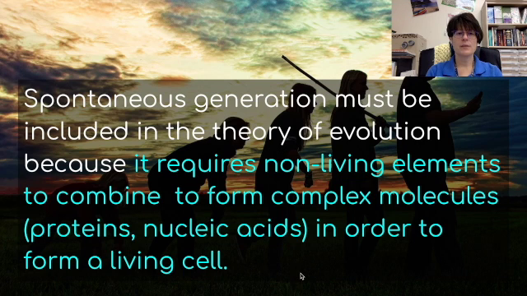Now, one thing that we need to know is that spontaneous generation must be included in the theory of evolution because it requires non-living elements to combine to form complex molecules, proteins, nucleic acids, in order to form a living cell at least once. Okay? So if you believe in evolution, you believe that spontaneous generation happened at least once, because you would have to say that something non-living did form something living.